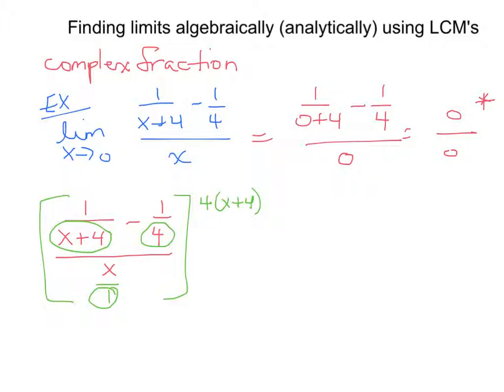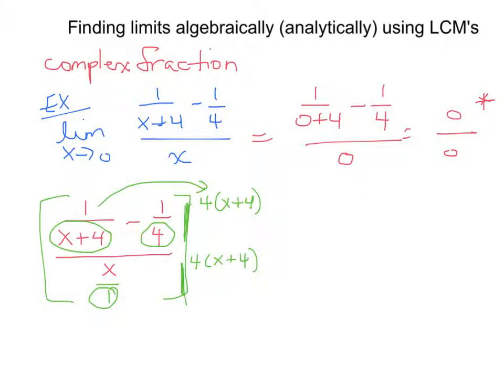And I can't just write it up here. I have to write it here too because we're really dealing with a fraction, and whatever you do to the numerator, you have to do to the denominator. So this whole piece here is the numerator, and this whole piece here is the denominator. And we're going to multiply each of these by our least common multiple.